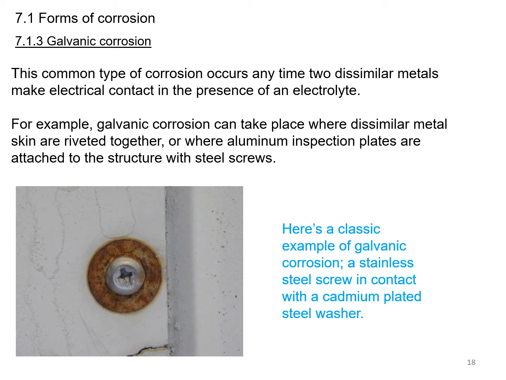Here's a classic example of galvanic corrosion. In this case, we have a stainless steel screw that is in contact with a cadmium plated steel washer. Now you can see the cadmium plated steel washer is much more affected by corrosion than the stainless steel. That is why the washer will corrode, but not the actual screw.